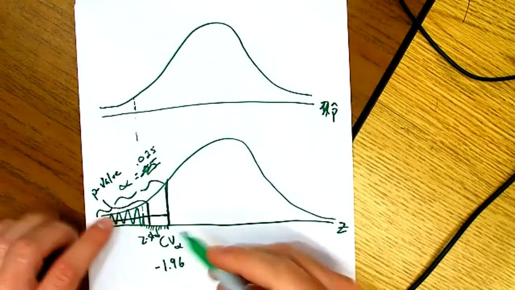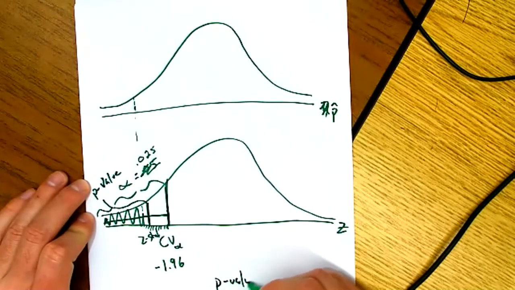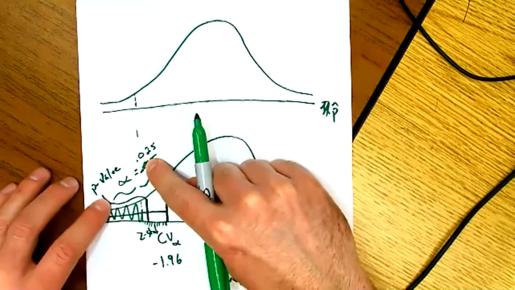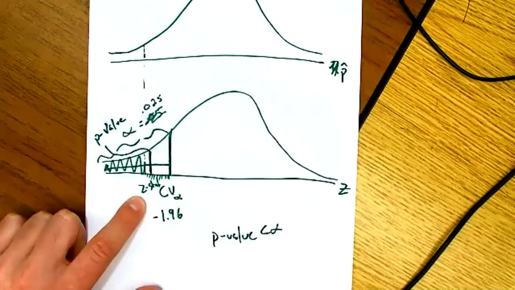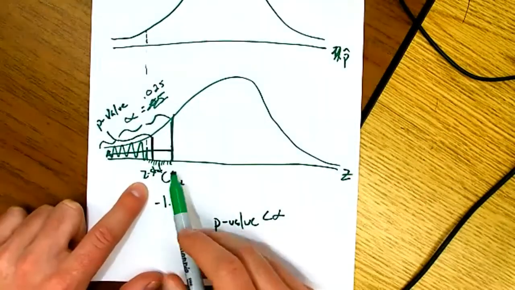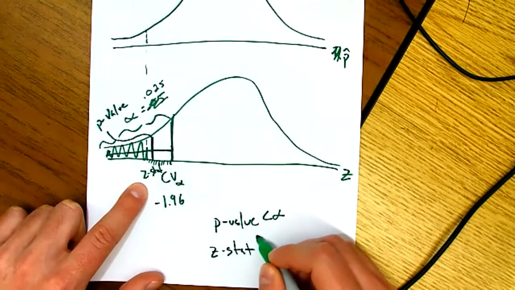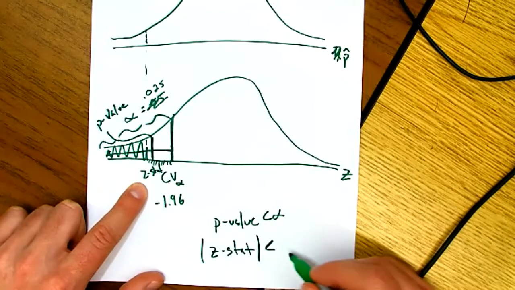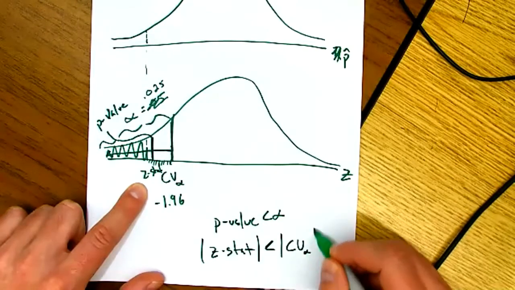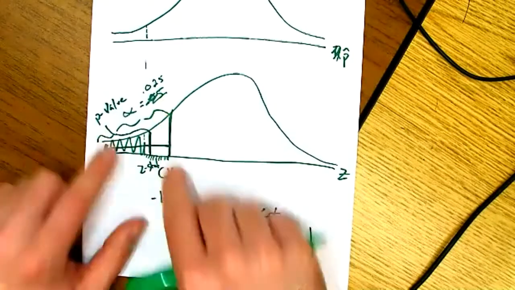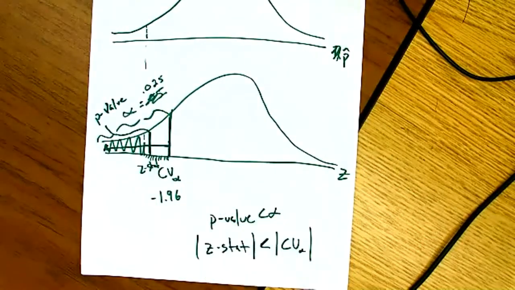When I was using the p-value approach, I was comparing the areas in the tail, alpha and my p-value. When I use the critical value approach, what I'm doing is asking, is that test statistic in the rejection region? I'm asking, is that test statistic, in absolute value, greater than the absolute value of that critical value? I'm comparing the z values instead of the areas in the tail that correspond to those z values. So either way is okay.